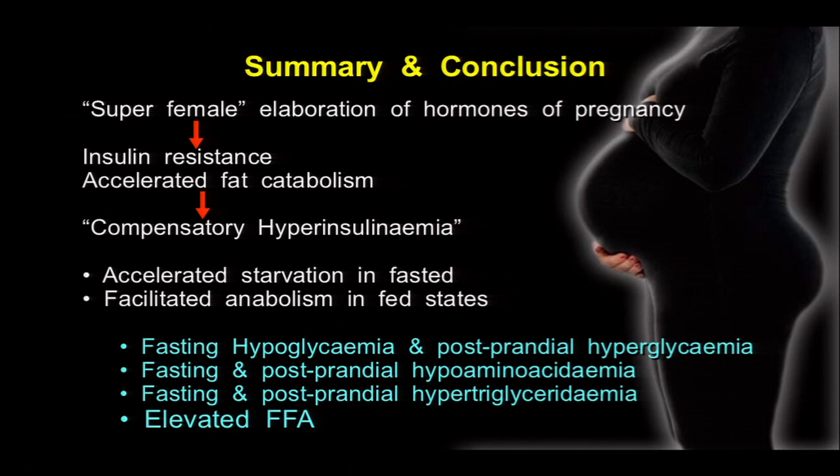To summarize the events that take place, there is a superfemale elaboration of hormones of pregnancy. This results in insulin resistance and accelerated fat catabolism. This tries to promote compensatory hyperinsulinemia. The changes in metabolism are accelerated starvation in the fasting state and facilitated anabolism in the fed state. So, as far as carbohydrate metabolism is concerned, you have fasting hypoglycemia and postprandial hyperglycemia, fasting and postprandial hypoaminoacidemia, fasting and postprandial hypertriglyceridemia, and elevated free fatty acid levels.